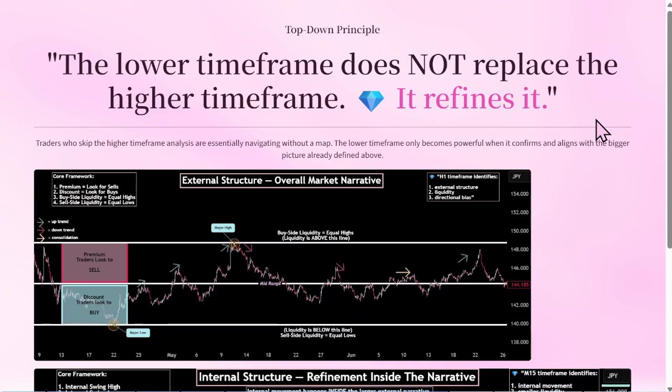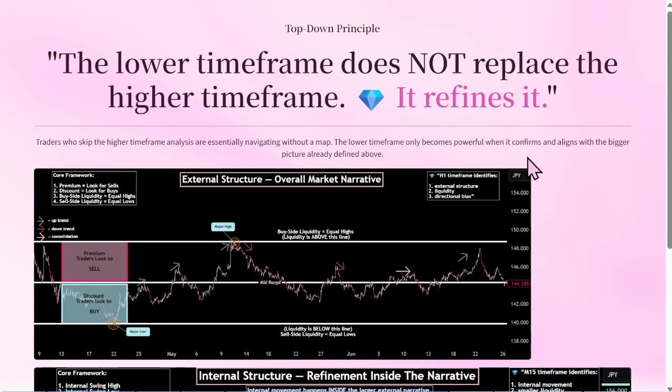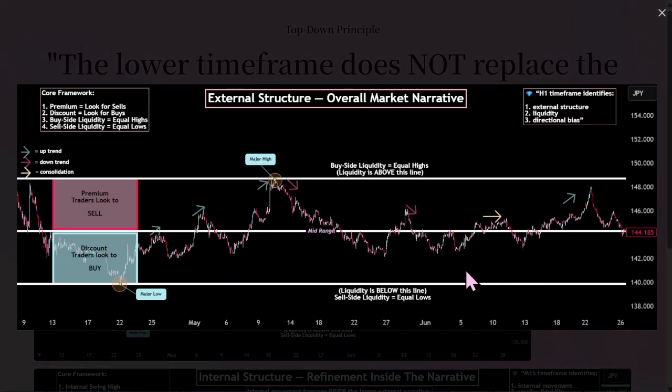All right, so now we're going to compare both of them. And this is what top-down analysis is. You look at the hour, and you look at the direction. Where is the market? And yes, this is the same exact picture, because you don't need another version of the chart. You need familiarity so you can understand.